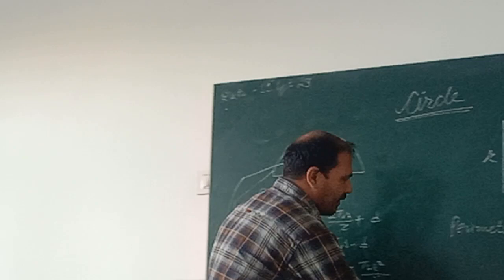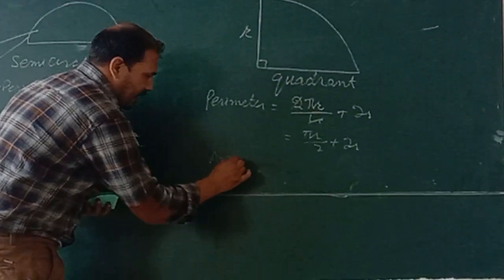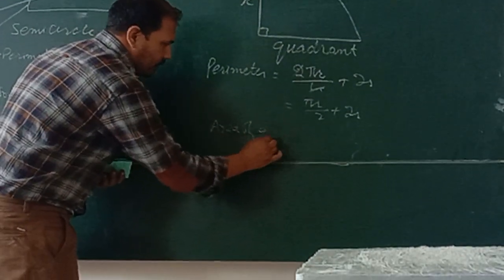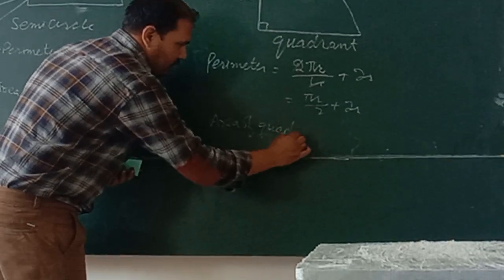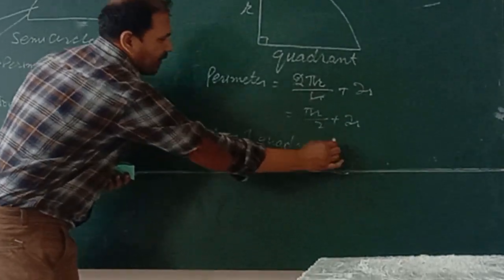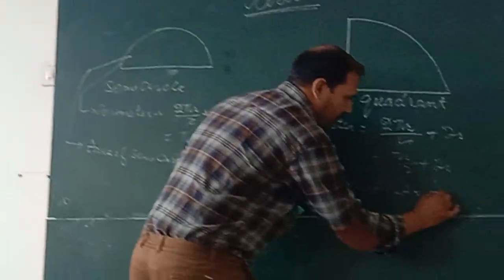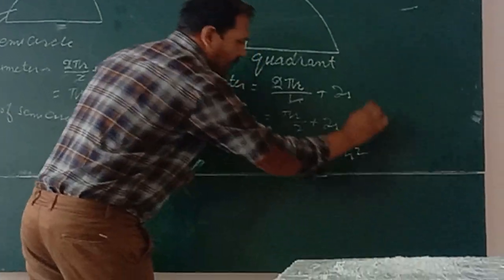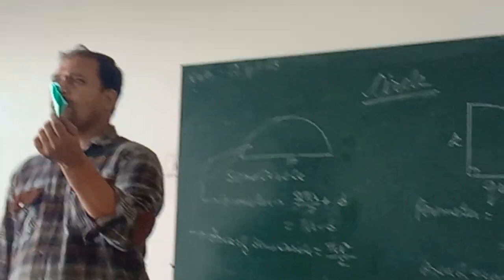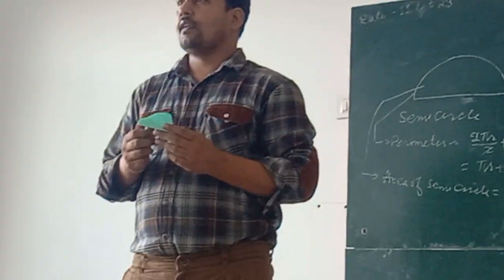Now the area of the quadrant: 1 by 4 pi r square, because it is the fourth part. Clear?